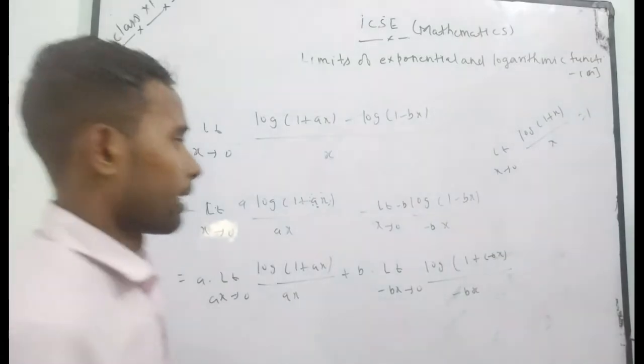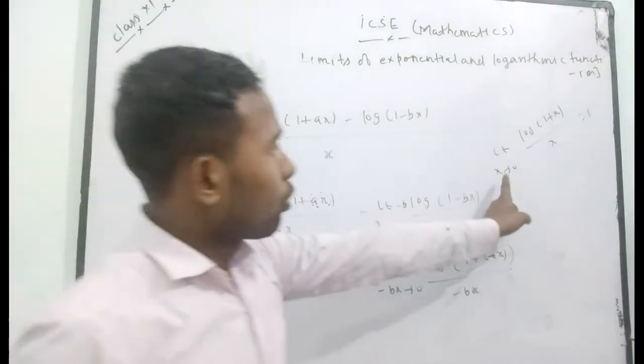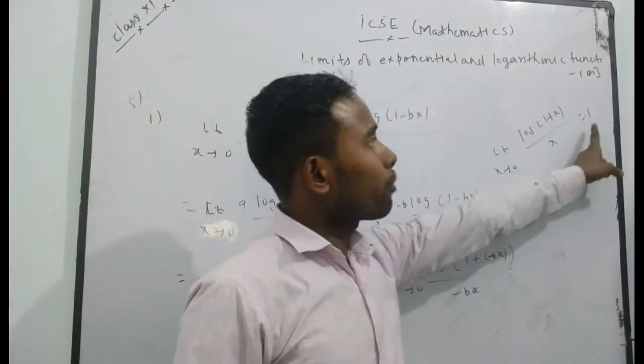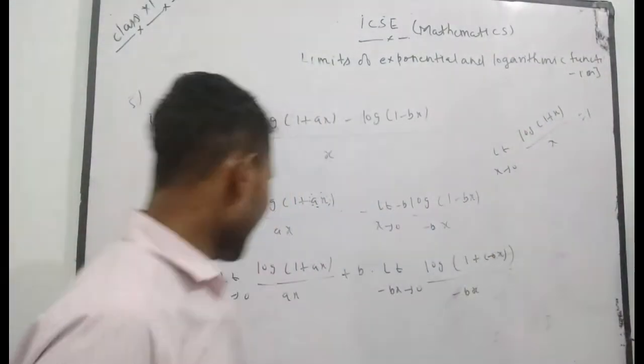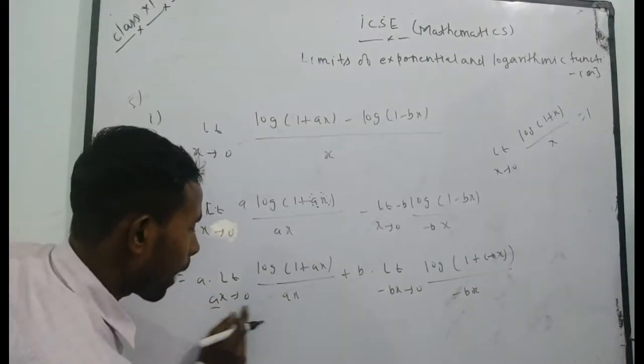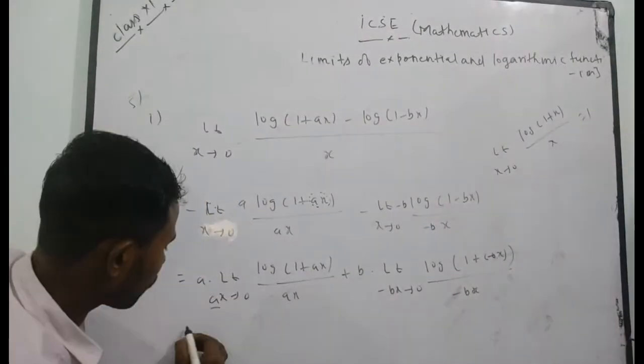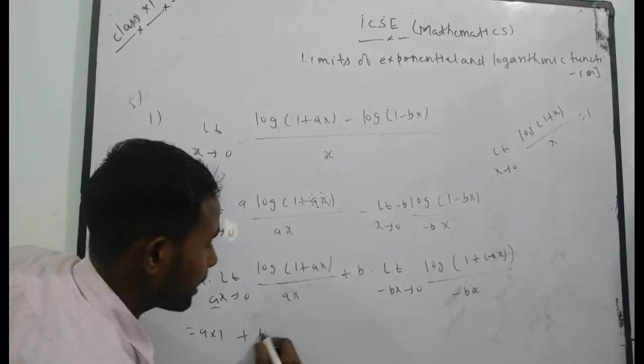Now, see here, I have already told you log(1 plus x) by x approaches 1 when x approaches 0. In that case, here you can suppose this is y. In that case, y approaching 0, log(1 plus y) by y is also equal to 1, so it becomes a into 1 plus b into 1.